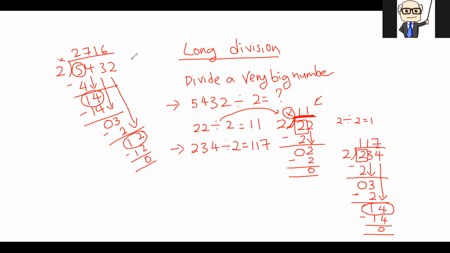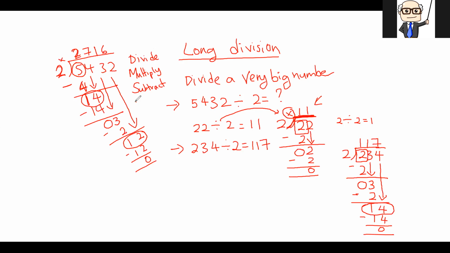So first is always D for divide. Divide 5 with the 2. Then after that, you multiply. So 2 times 2 is equal to 4. Then after that, S for subtract. So D for divide, M for multiply. Then the third step is subtract. 5 minus 4, you're left with 1.